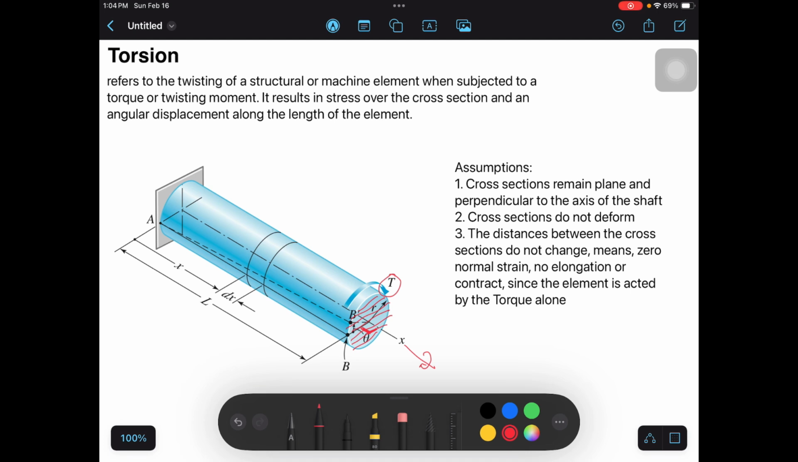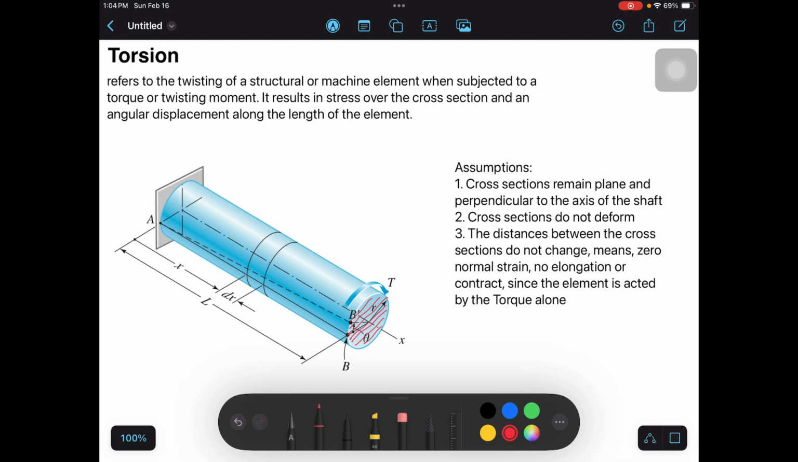Number 2 assumption: cross sections do not deform. Since this is our cross section, consider again the cross section at point B. This cross section will not deform. If it is a circle, it will remain a circle. Flat, it will remain flat.